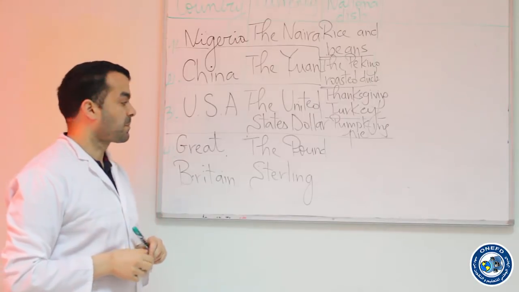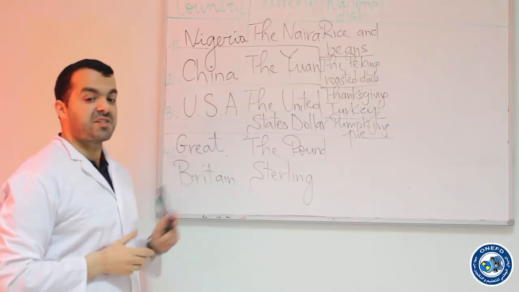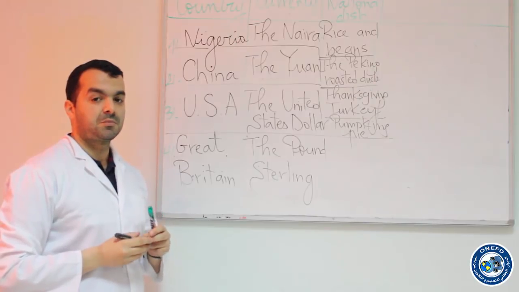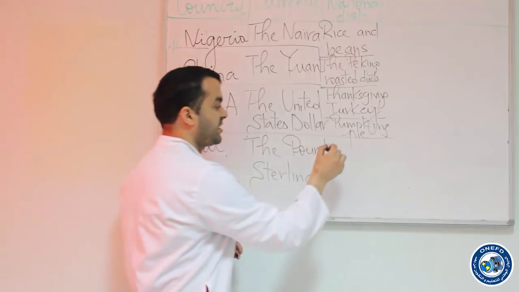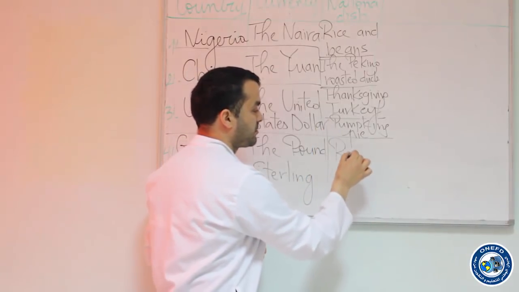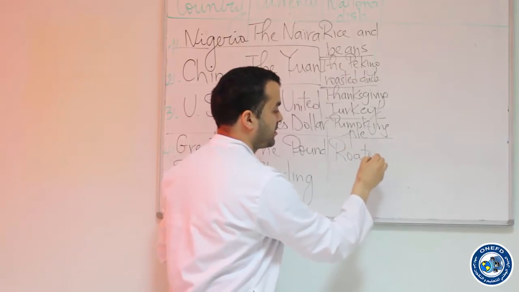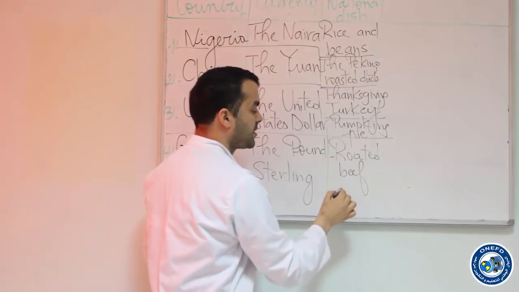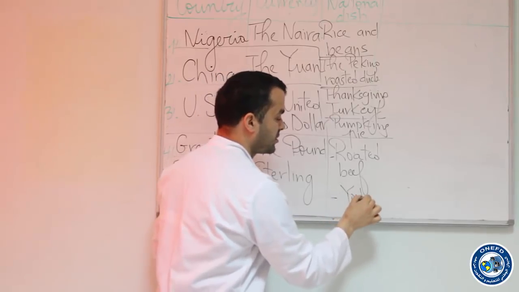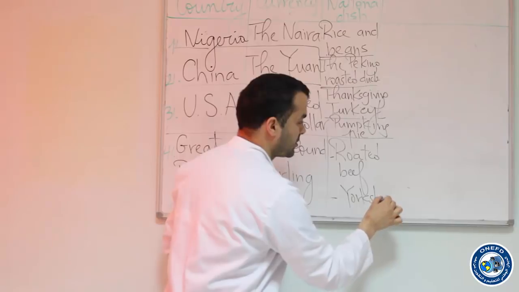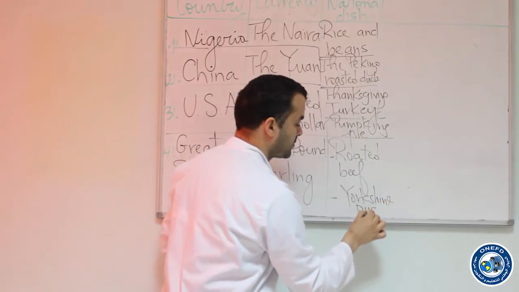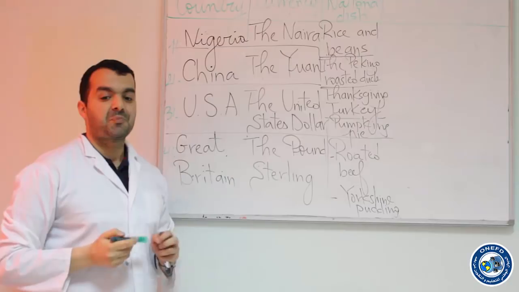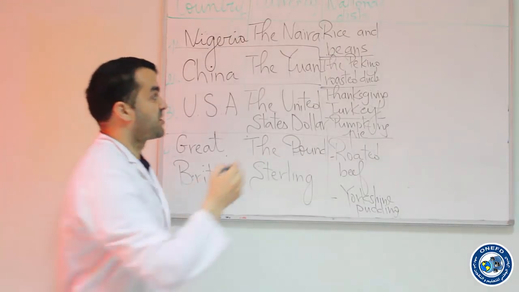The last one, what is the national dish in Great Britain? Can you remember? Very good. It's roasted beef and a Yorkshire pudding. Wonderful.